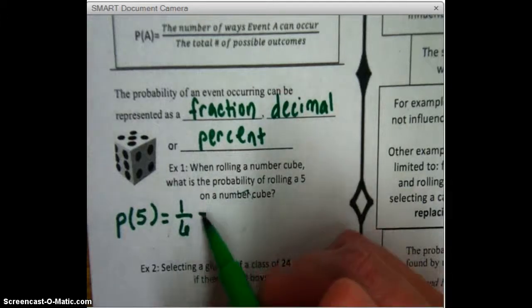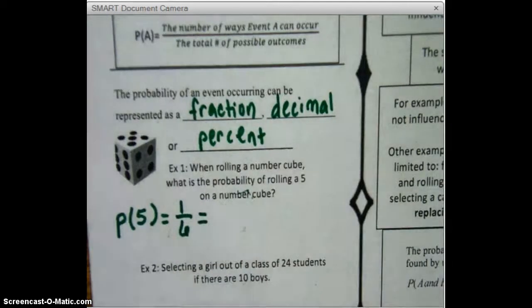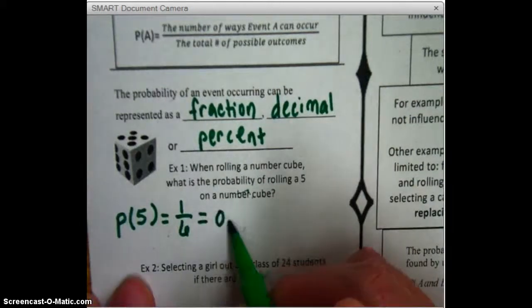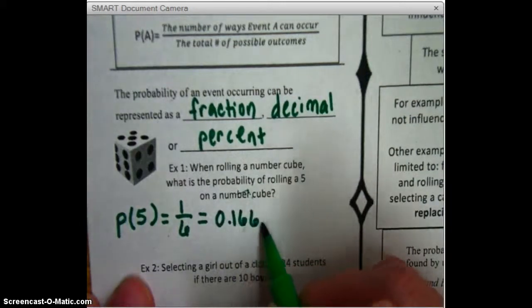So we'll go ahead and we'll convert this to a decimal. 1 divided by 6 on your calculator. And 1 divided by 6 is 0.166. It's a repeating number.